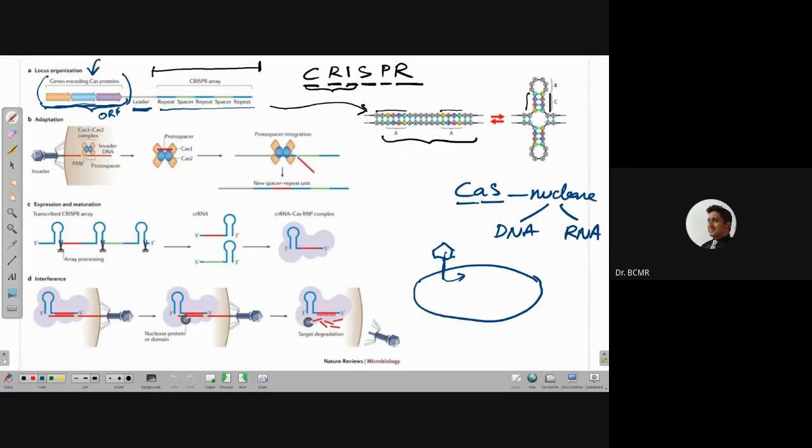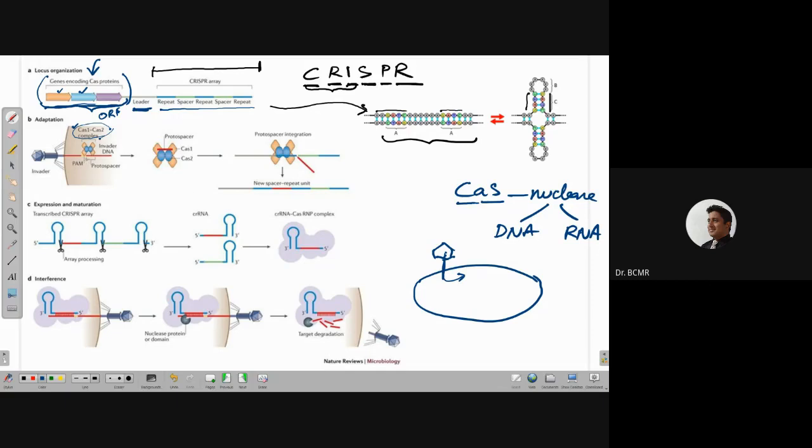So now, the first step is about acquisition of the DNA. There are two proteins here depicted in orange and blue. They are called the Cas1, Cas2 complex. It forms a tetramer, or a hexamer, of Cas1 and Cas2 proteins.